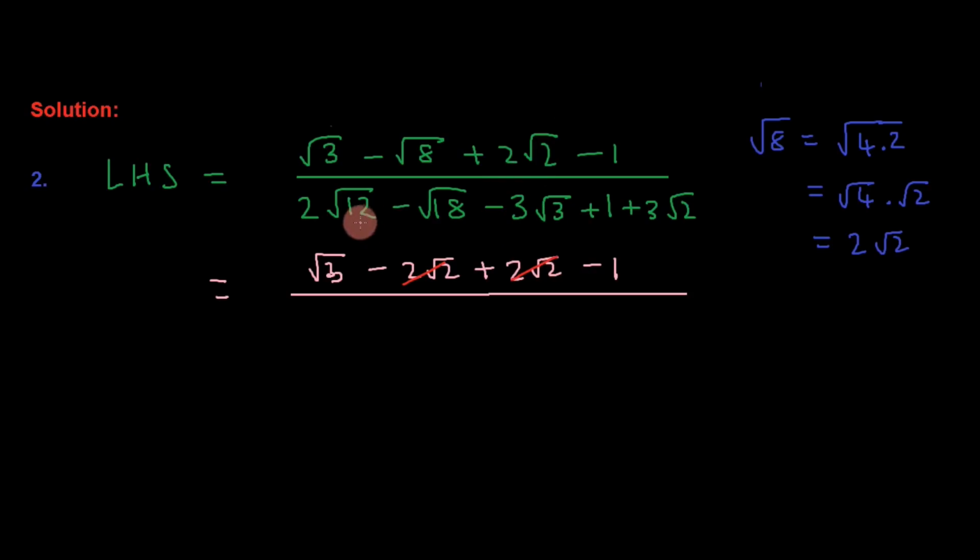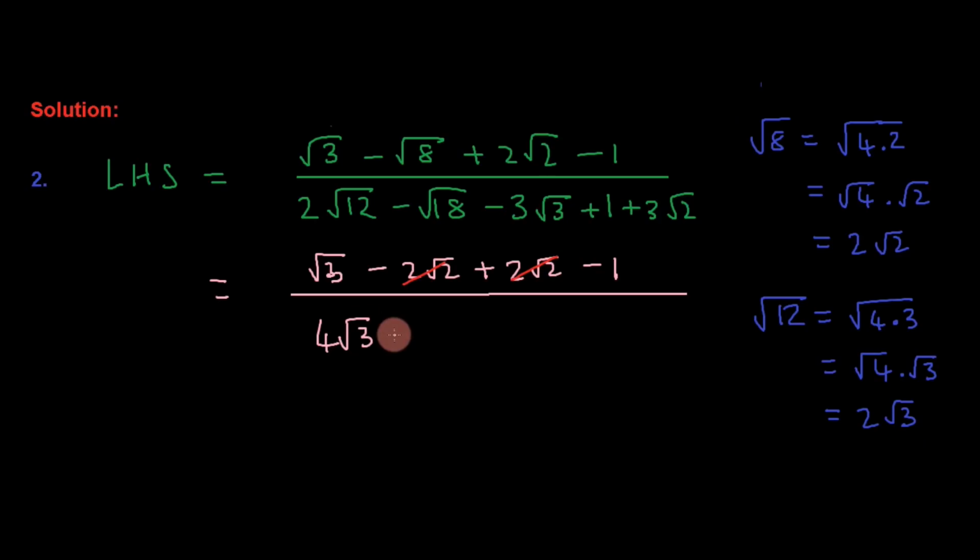Then we're also going to rewrite the square root of 12. So the square root of 12 as the square root of 4 times 3. 4 is the biggest perfect square that goes into 12. And this is square root 4 times square root 3, which is twice square root 3. So we have 2 times the square root of 12. So 2 times twice the square root of 3 will give us 4 times the square root of 3.